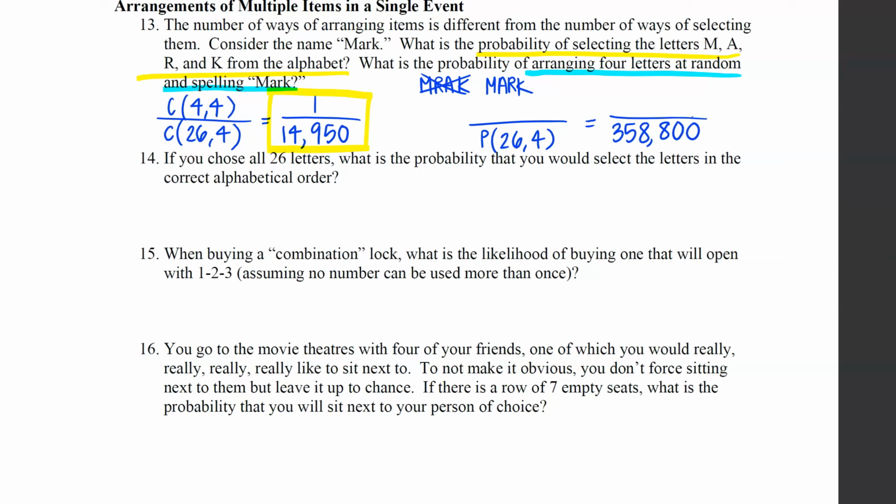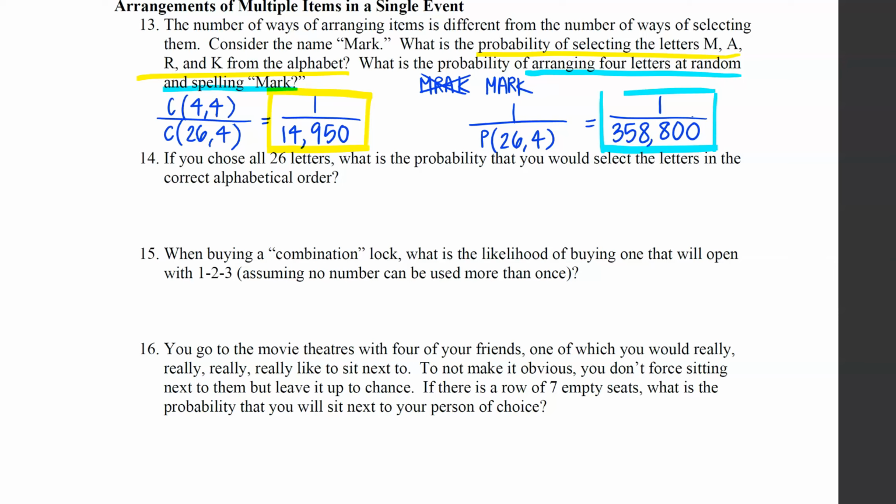What is the probability of the event occurring? Well, the event is that I spell the word Mark. And of course, there is only one possible way that I would spell the word Mark from my alphabet, so the probability would be 1 out of the 358,800.